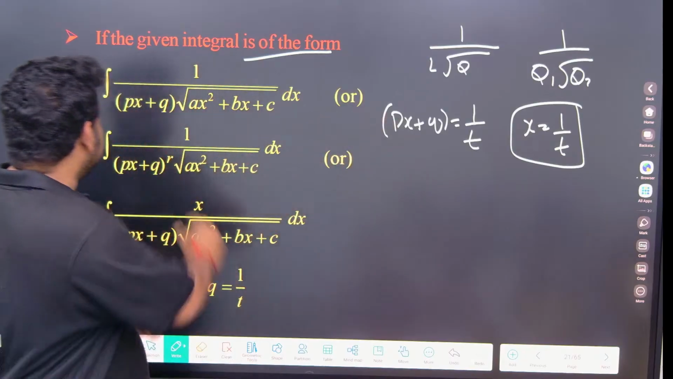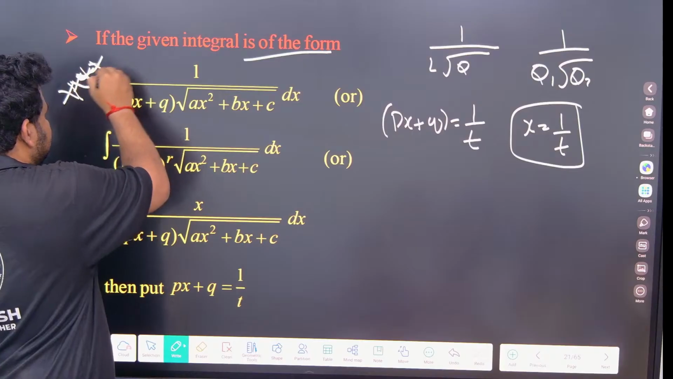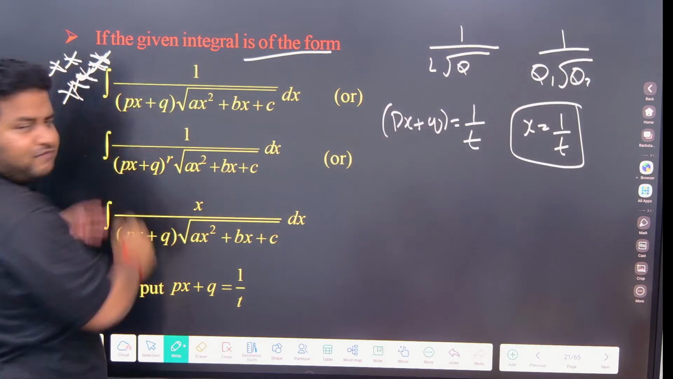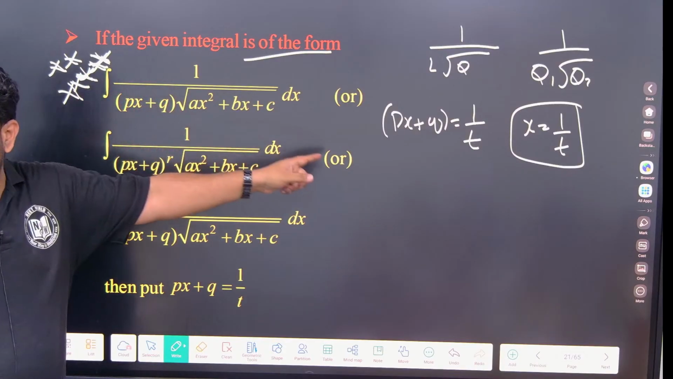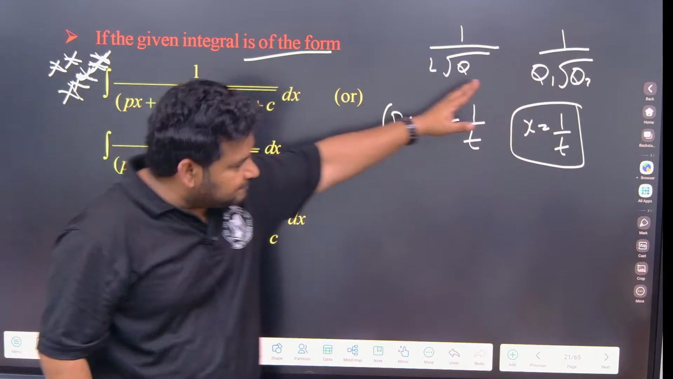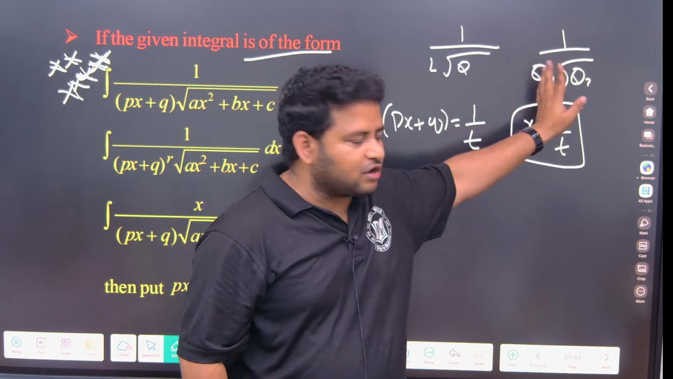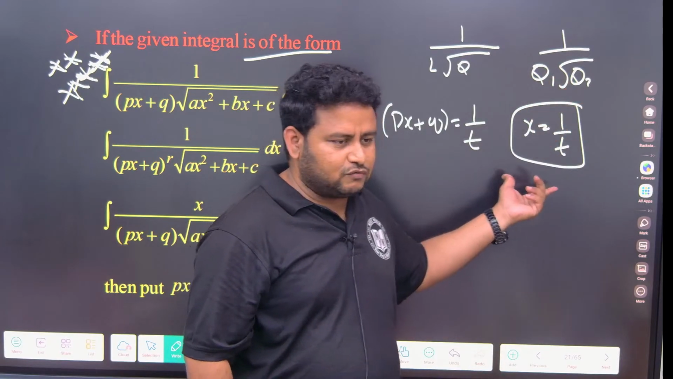Usually you will get this form the most. Mostly they will be asking these questions, and questions have come from here. Apart from this, mostly they have given questions from the first form, so this form is important. For that, you should take px plus q is equal to 1 by t. But sometimes, very rarely, they may give 1 by quadratic into square root of quadratic, where x is equal to 1 by t.